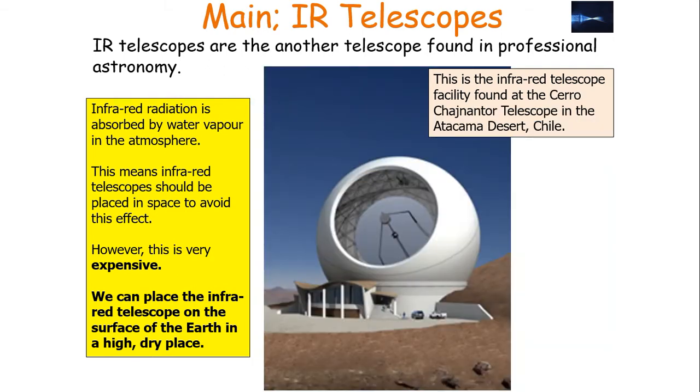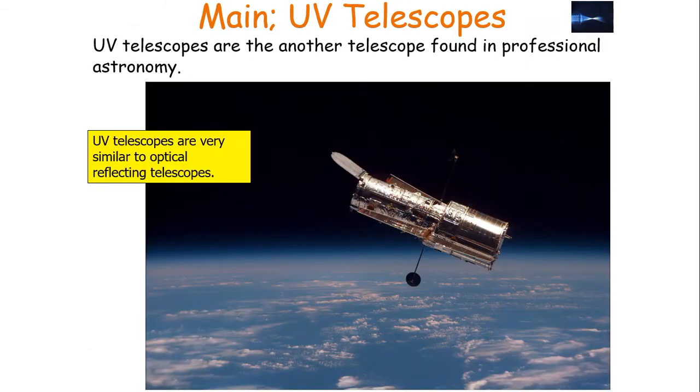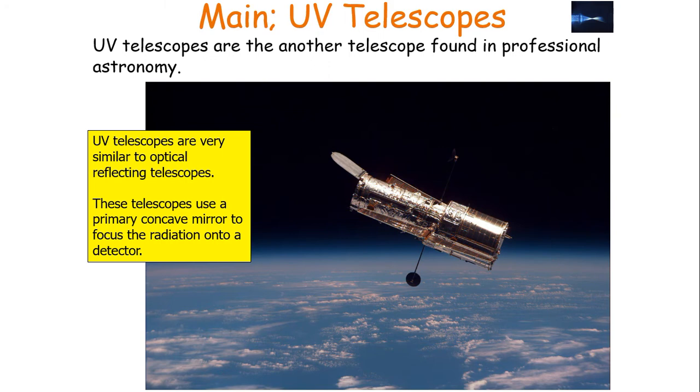Or for example, in the Atacama Desert in Chile. Once again, it's at a high altitude, so it's above lots of the clouds, and also it's a very dry habitat. So as a result, there's not much water vapor in the atmosphere at these particular places on Earth. Now, once we've looked at infrared telescopes, we can now look at UV telescopes. Now, UV telescopes, again, are very similar to optical reflecting telescopes.